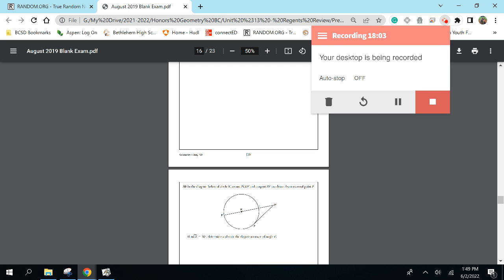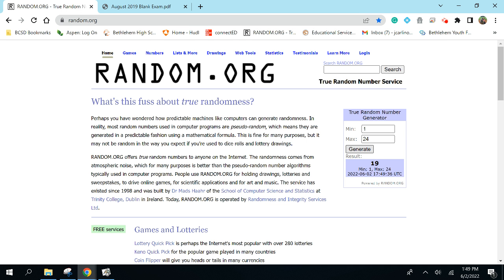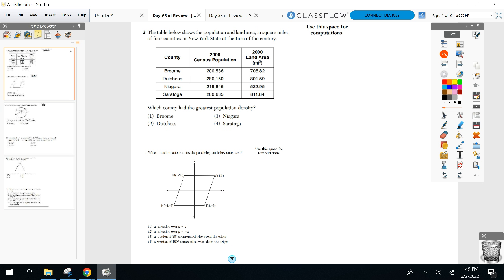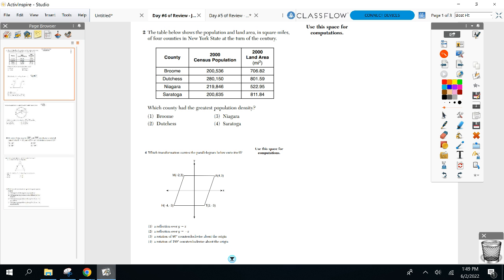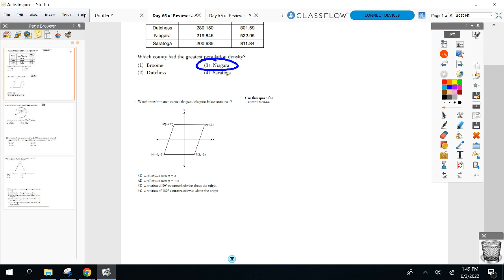All right, which county? Here we go, 19. Oh, son of a gun. Niagara County, by far. All right, Niagara County. Any issues? All right, here we go. Number 4. All these rules, if you didn't look, are in your cold hard fact sheet.